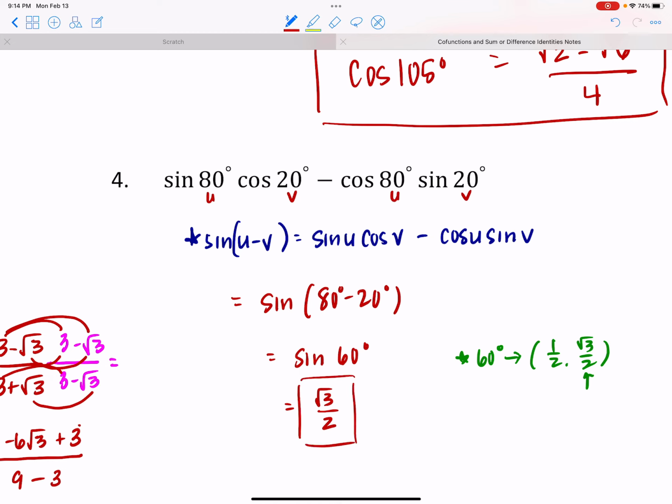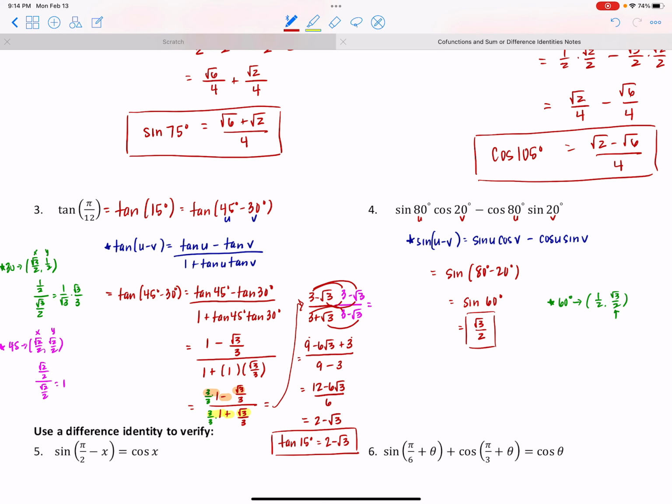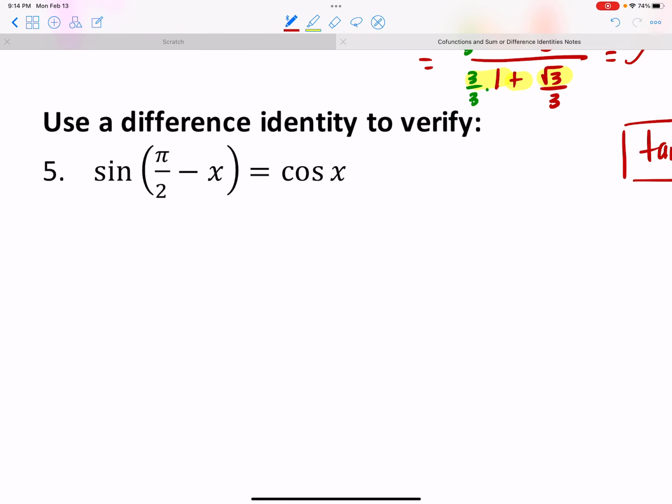We're not going to see it as often expanded out, but again, we've extended our ability to find exact values for angles that aren't explicitly on the unit circle. Alright, so these identities not only can they be used to evaluate, they can also be used to verify. So we're going to try that in the next two problems. So use a difference identity to verify that the sine of pi over 2 minus x is equal to cosine.